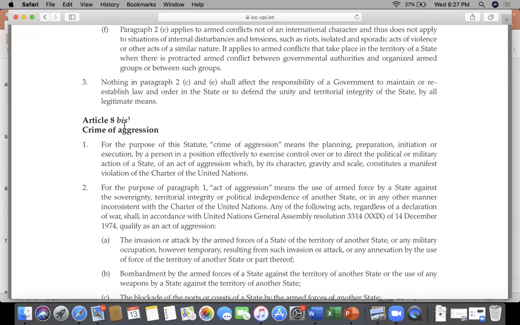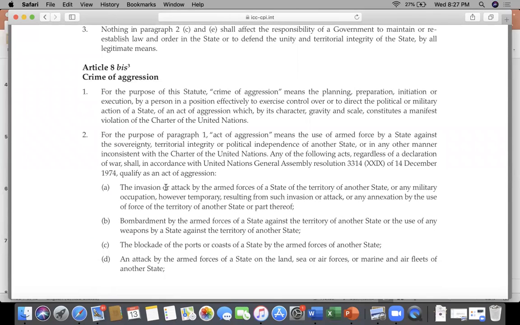This article was added in the Kampala conference, which was organized in 2010. After that, it was decided by the Assembly of States Parties that the crime of aggression is also to be defined, and then it must be coming under the jurisdiction of the International Criminal Court properly, and thereafter this crime of aggression was defined.